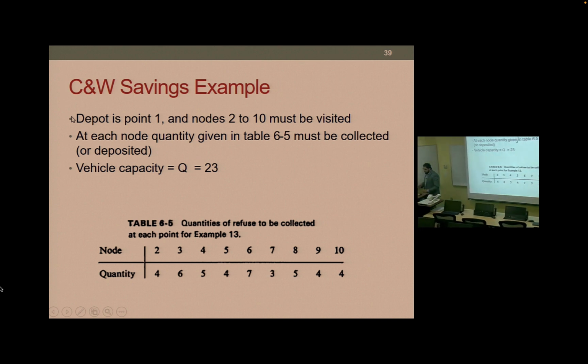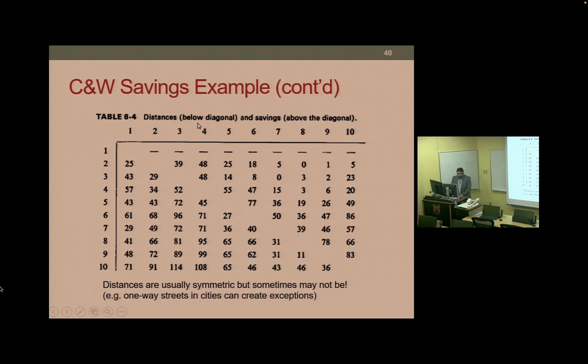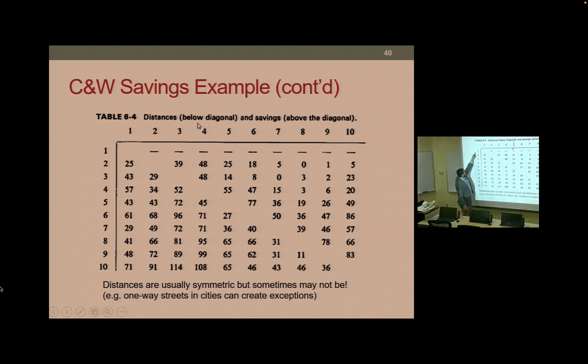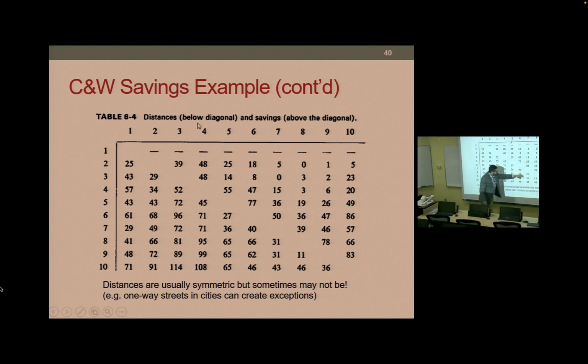Our vehicle capacity is 23. What we do in these algorithms is usually have a table where you're given the distance between any two points. So depot to node 2 is 25 miles, depot to node 3 is 43 miles, and you have all these distances in this triangle here.